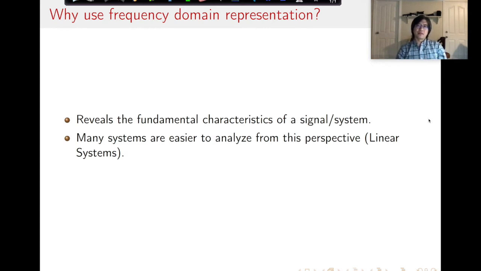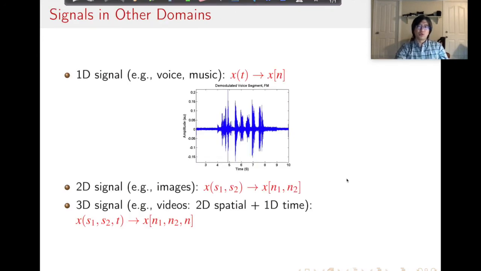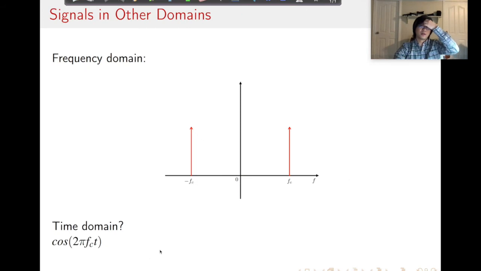And the other reason is that many times it is easier to analyze the system from the frequency domain. And it's also easier to analyze the signal from the frequency domain. One example is the example we have seen before. If you want to draw a cosine signal, it's pretty complicated in the time domain. But in the frequency domain, it only has one point. Just one point can represent a cosine signal.